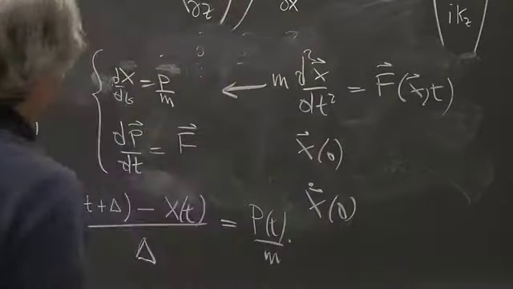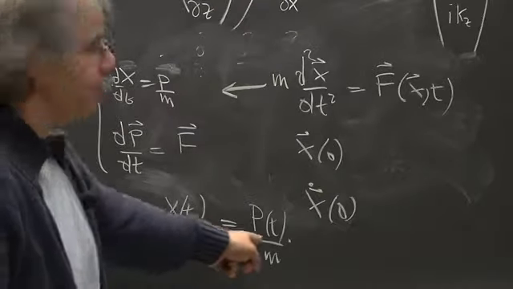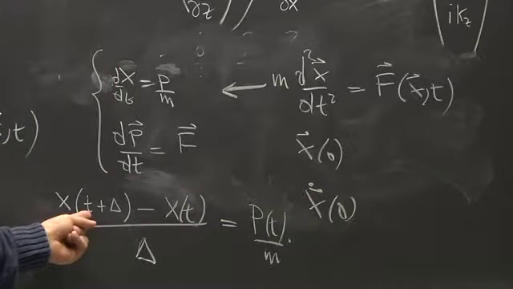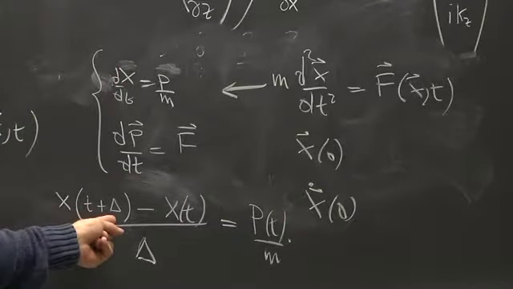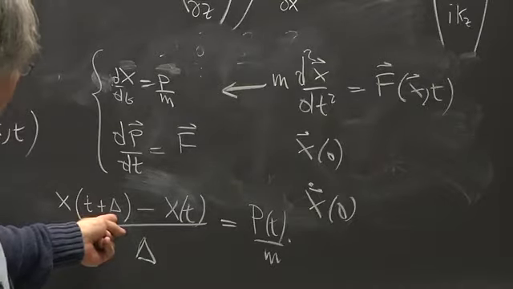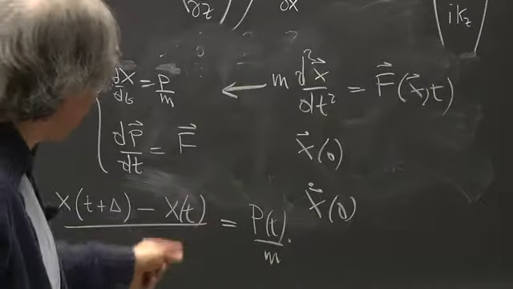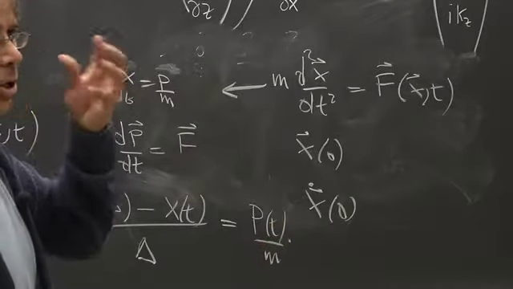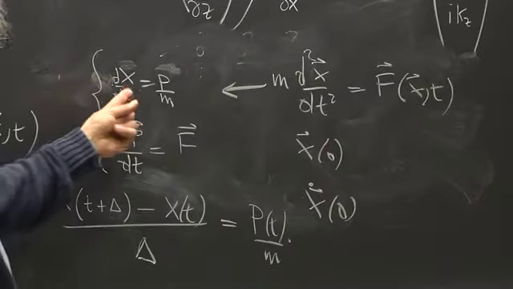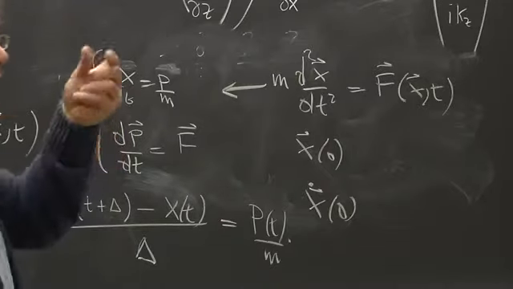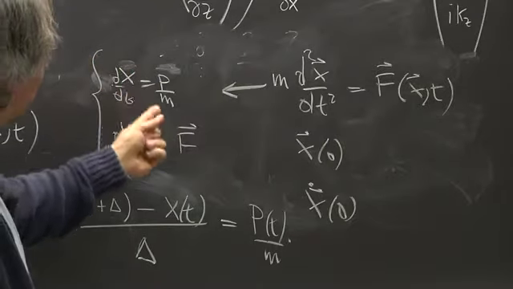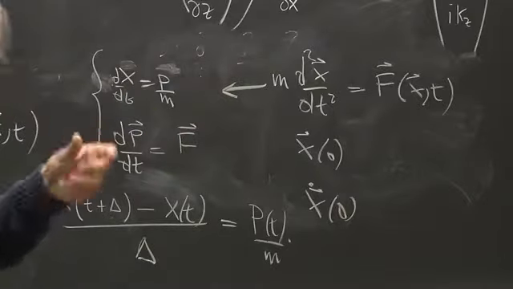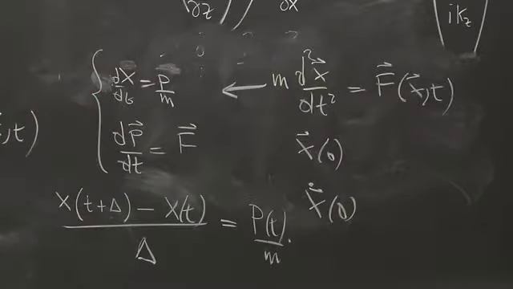Therefore, if I know x at time t and p at time t, I can advance one step and calculate what is x at time t plus delta. It is simply equal to x at time t plus delta over m times p. So you see, it is pretty obvious on a computer that a first-order derivative in time allows you to advance by one step by just knowing the initial value of the object, and repeatedly applying this scheme.